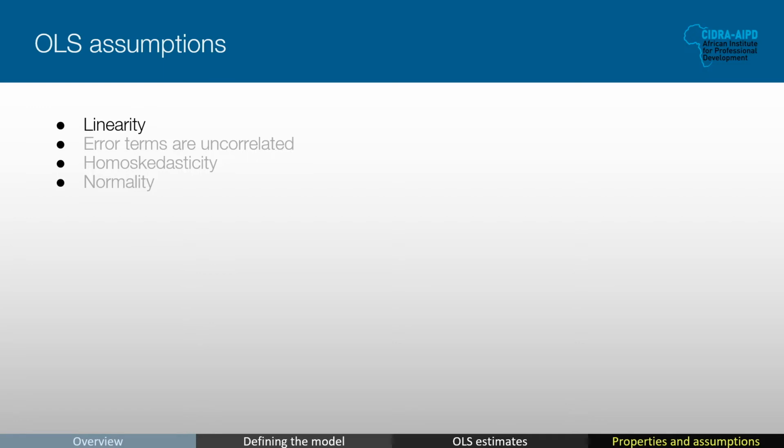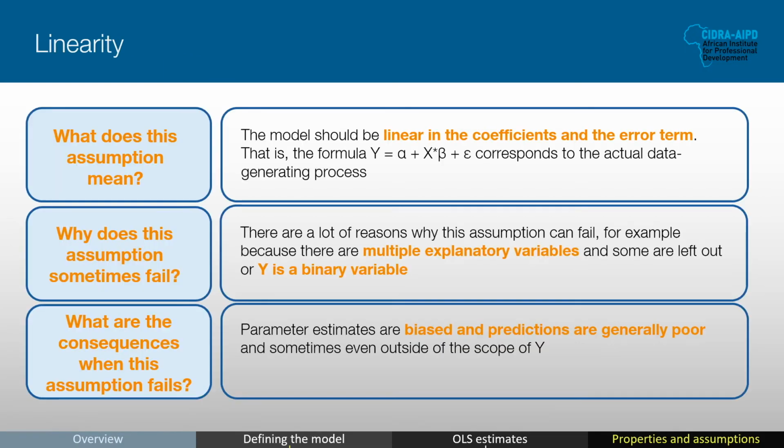First, we take the assumption of linearity. What this assumption says is that the regression formula y = alpha + x times beta + epsilon is actually the formula that describes the data generating process. So there's actually some linear relationship there.